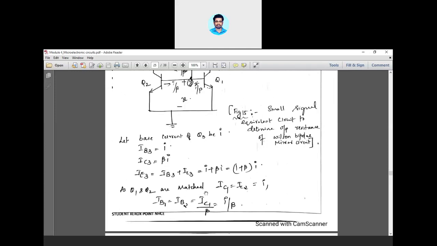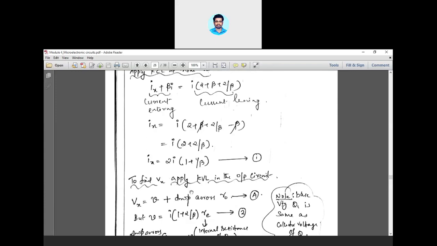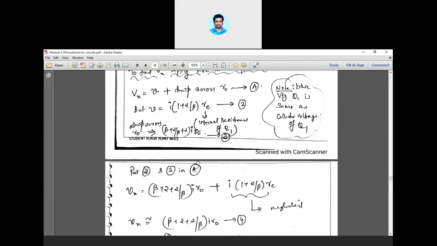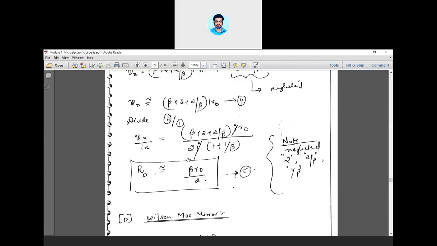Then later he derived the output resistance also. He derived the output resistance for the circuit using KVL and KCL. He was able to derive the equation for output resistance Vx by Ix, which was equal to beta R0 by 2. This is the main drawback of the Wilson bipolar mirror, which is seldom used. The Wilson bipolar mirror produces an output resistance of beta R0 by 2, which is not equal to a cascode amplifier output. So this current mirror circuit will not suit the cascode amplifier.